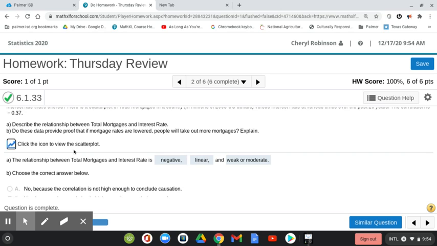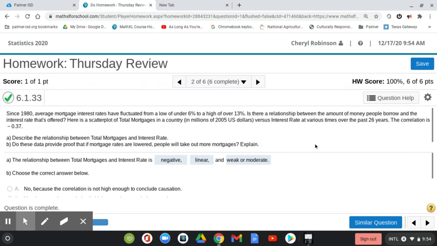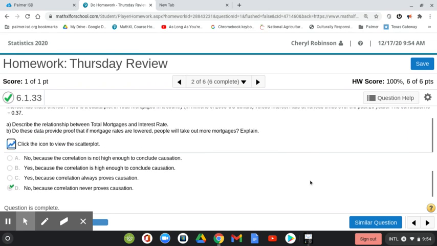And then, of course, do these data provide proof that if the mortgage rates are lowered, people will take out more mortgages? And of course, that answer is always going to be correlation never proves causation. So no.